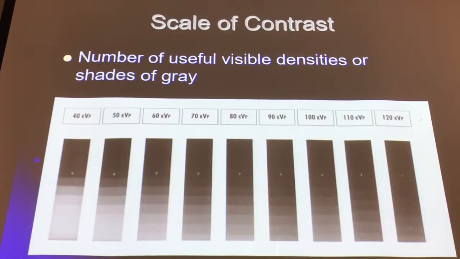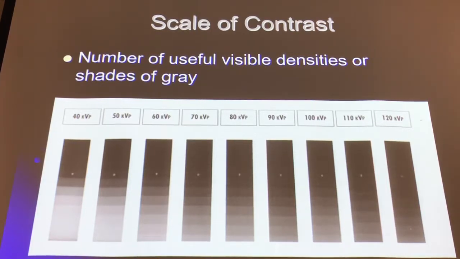Right. Okay, so the number of useful visible densities or shades of gray, you make use of it. You, the X-ray technologist, are responsible for knowing what body part you're doing and what it is that you're trying to get. What is the intent? For example, if we go back to those chest X-rays, when you do a chest X-ray, is the intent to show the ribs? If the patient has a rib fracture? No, that's not the intent. What is the intent when you do a chest X-ray? Lungs. To see lung parenchyma. That's the idea. That's what you want.